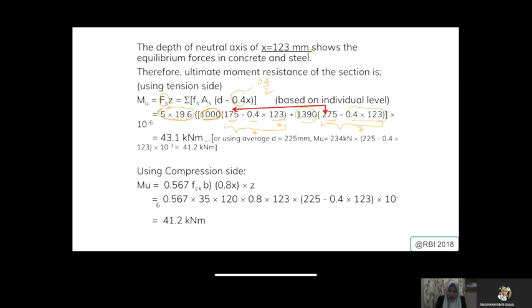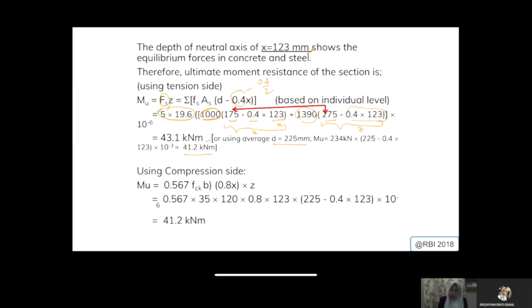Alright. So this is 43. Say that if you don't want to consider each layer, you can use average D as equal to 225 mm. So you will get more or less like 41.2, something like that. If you don't want to calculate each layer, your D can be this, then you can get the average value of your stress.